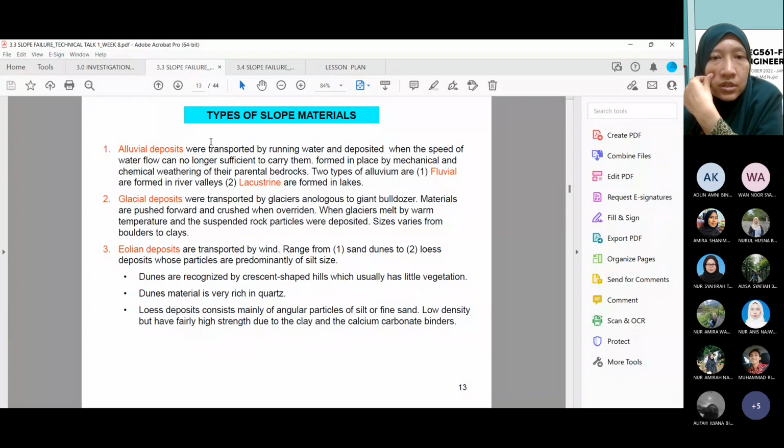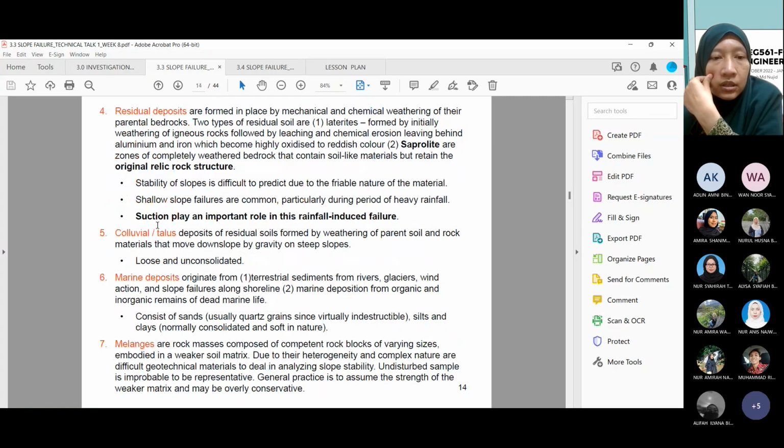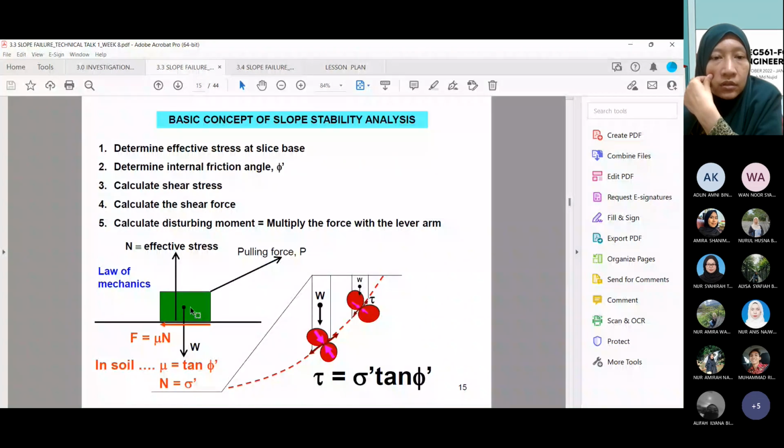So alluvial deposits are mostly transported by running water and deposited where the speed of the water flow is no longer sufficient to carry them. So this kind of deposit explains to you when you have some kind of debris flow. And these are other things about the material. Okay, just giving you a simple introduction on slope stability analysis.